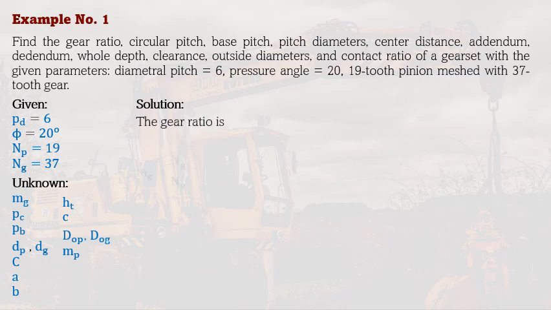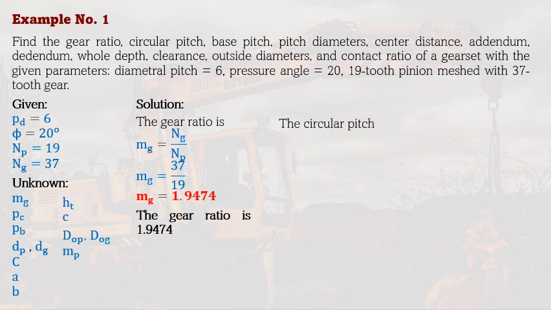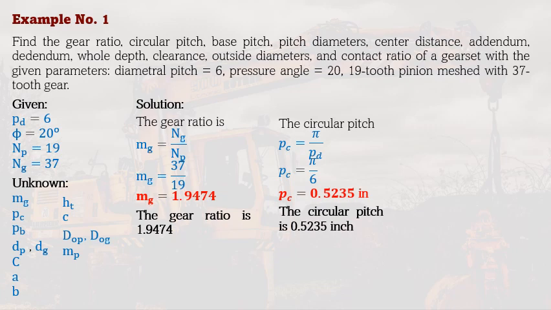So the gear ratio can be computed using the formula NG over NP. Since the number of teeth on the gear is larger than that of the pinion, we would have a value greater than 1. So the gear ratio is 1.9474. Then the circular pitch is defined as pi over PD, and PD is given, it's 6. So that's why our circular pitch is 0.5235 inch.